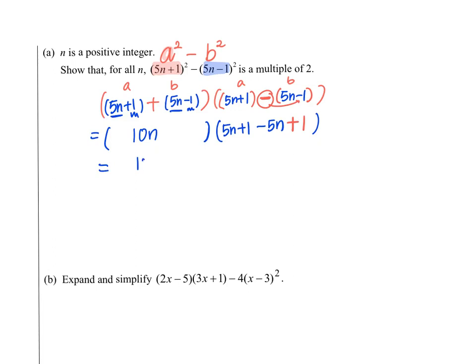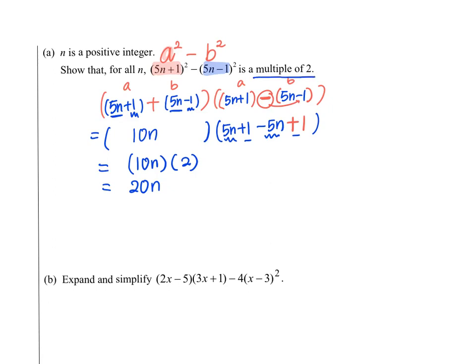And I simplify this. This is 10n. And here is 5n minus 5n, no more 5n. 1 plus 1 gives you 2. Simplify to become 20n. Show that for all n, this is a multiple of 2.